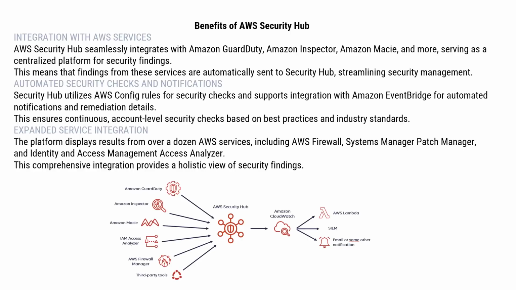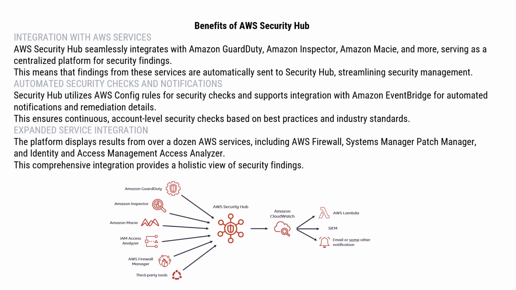Security Hub utilizes AWS Config rules for security checks and supports integration with Amazon EventBridge for automated notifications and remediation details. This ensures continuous account-level security checks based on best practices and industry standards. The platform displays results from over a dozen AWS services, including AWS Firewall Manager, Systems Manager Patch Manager, and Identity and Access Management Access Analyzer. This comprehensive integration provides a holistic view of security findings.